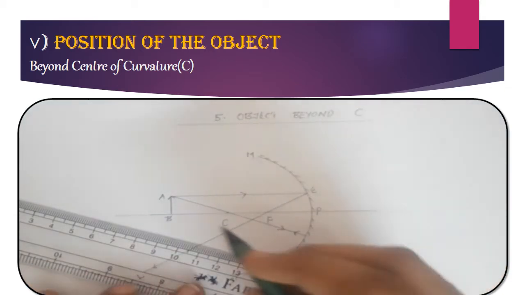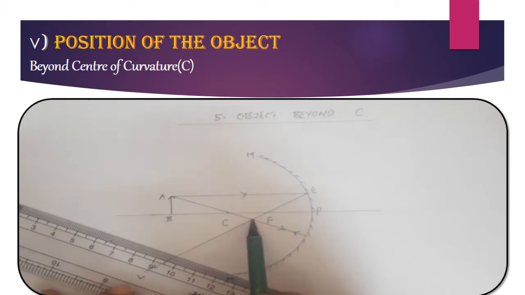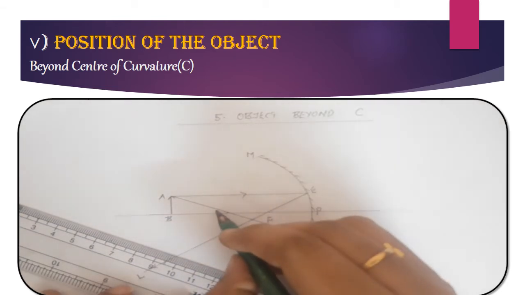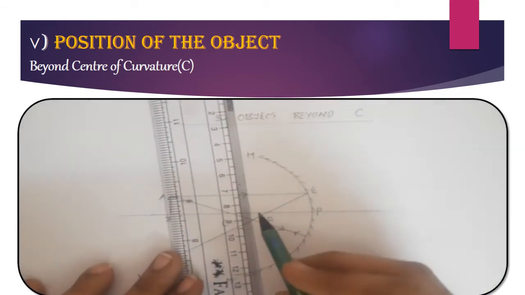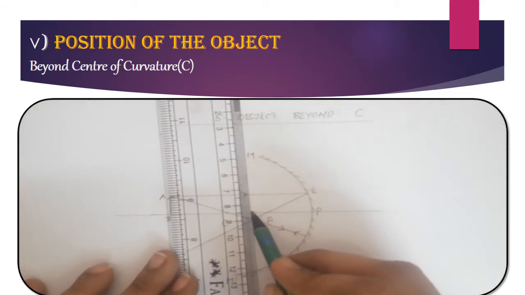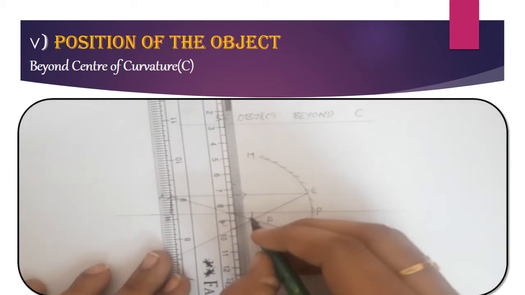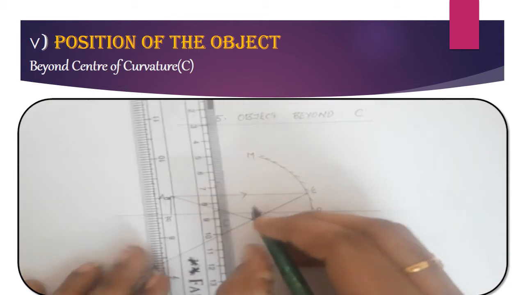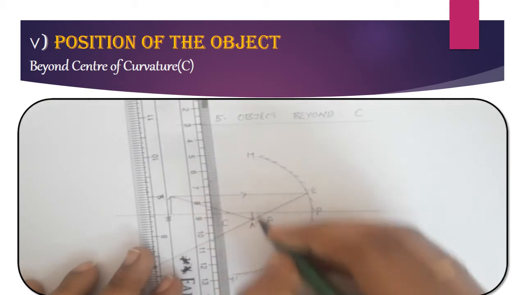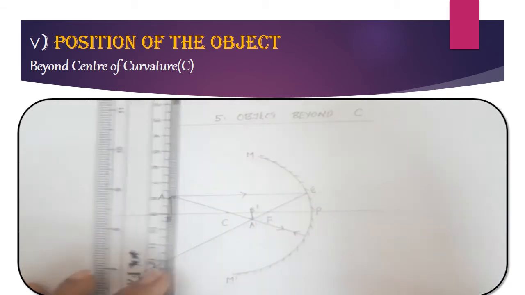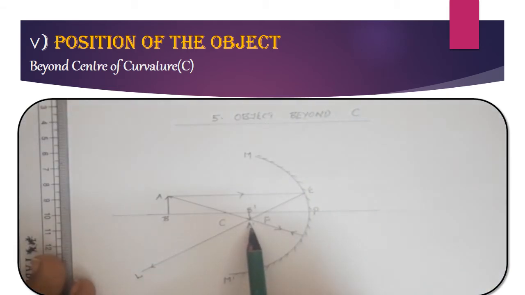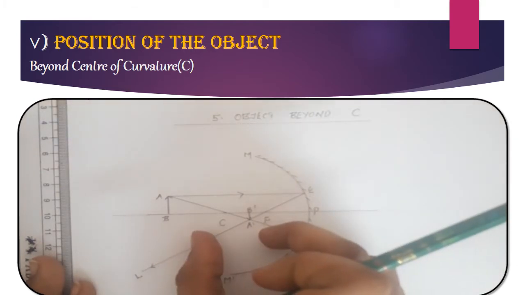See children, here the light rays meet after reflection. So here is our image that is formed. A small image is formed at this point. The image is inverted, that is A dash, B dash. So where is the position of the image? The image is formed between F and C. When we kept the object beyond C, the image is formed between F and C.